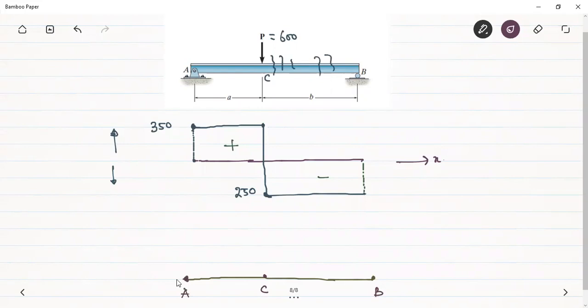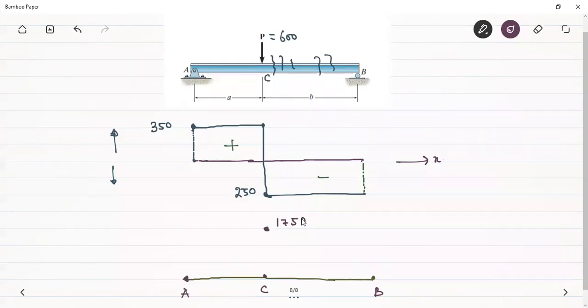What was the bending moment at C? It was 1750. So bending moment at C is equal to 1750. How should I join them? I have to draw the diagram. How should I join them?